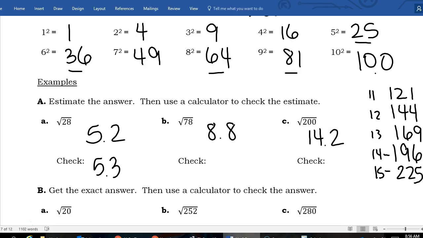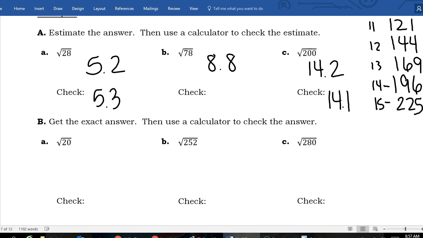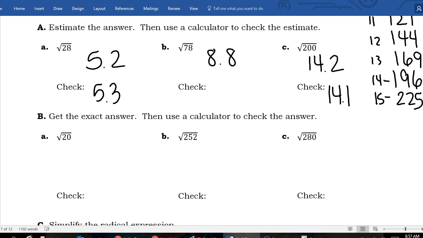So this is a way that you can estimate your roots when you don't have a calculator handy. If you know your squares, find the square that it's between and estimate it that way. Now getting exact answers is a little more complicated, and that's going to require us to look into some factors.